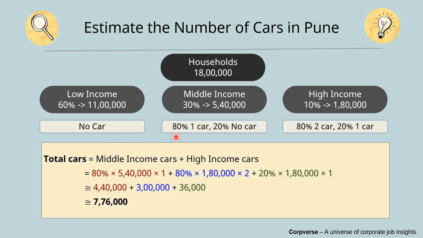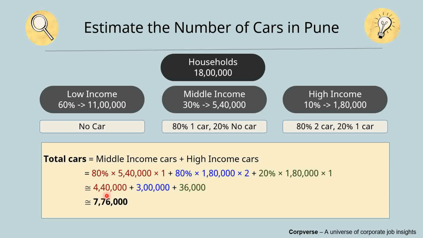So once you have these assumptions in place, let's go to the calculation part. Now we can say the total number of cars equals the number of cars with middle income groups plus the number of cars with high income groups. For the middle income group, we have 80% into the total number of households into 1 car per household. And for the high income group, we have 80% into 1 lakh 80,000 into 2. And then similarly, some of the households have 1 car, so 20% into 1 lakh 80,000 into 1. This gives us 4 lakh 40,000 plus 3 lakh plus 36,000.